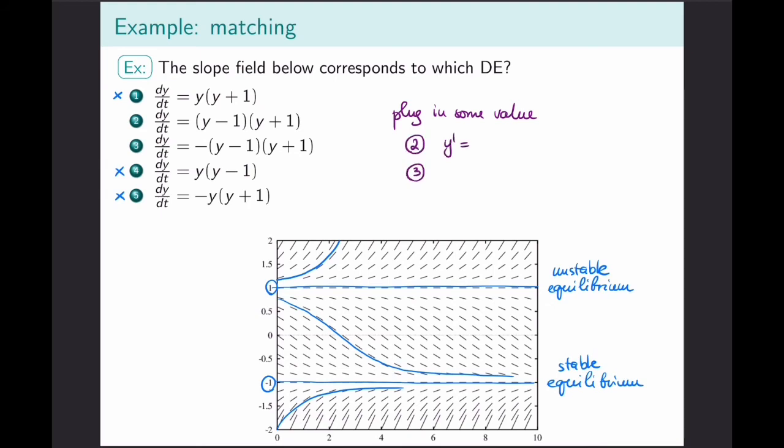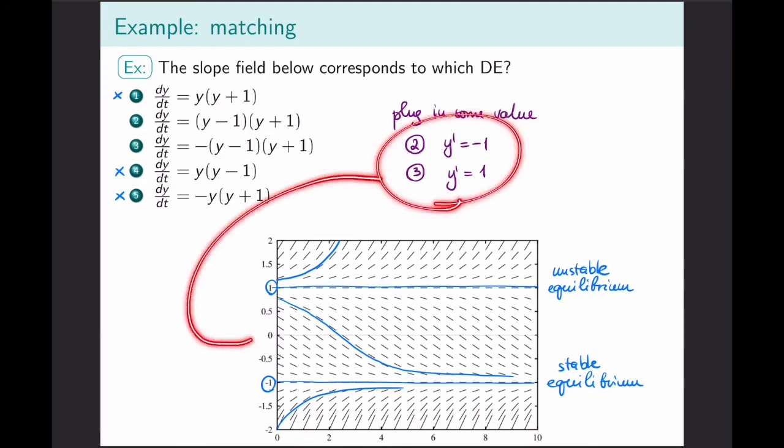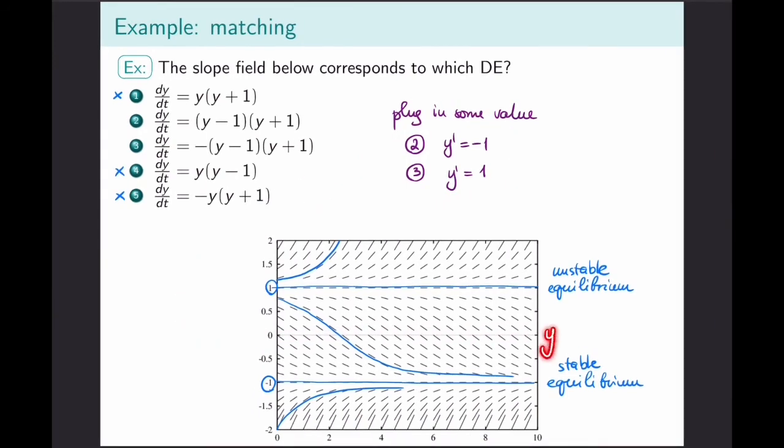The equation for 2, if I plug in 0 into the right-hand side here, will give me -1 times 1, so -1. And the equation 3, if I plug in 0 here, will give me the negative of the same thing, so a +1. Now let's see which one of these matches my slope field at y equals 0. Y equals 0 is the horizontal here, because remember that this is y prime and this is values for y. So y equals 0 are all of these slopes here that are all the same. So this slope right here, does that look like a -1 or a +1?